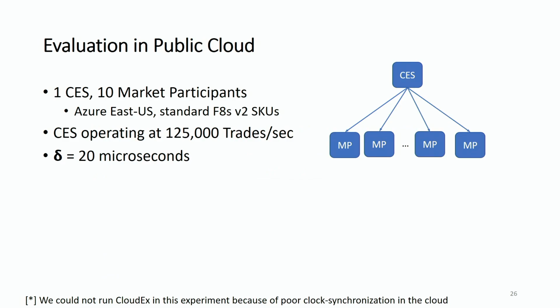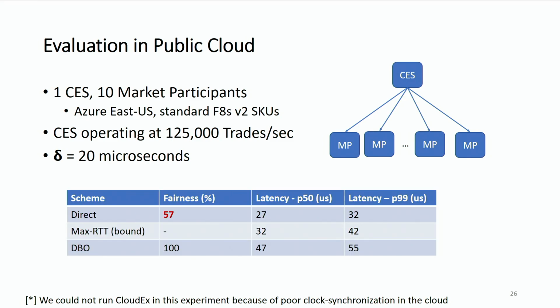We did a cloud-based evaluation of DBO. The table here shows the latency numbers for DBO. It also shows what fraction of trades were ordered fairly. The table also includes results for direct delivery where there is no ordering or release buffer. As expected, direct delivery achieves poor fairness because of variations in networking delay across participants. In contrast, DBO achieves 100% fairness.